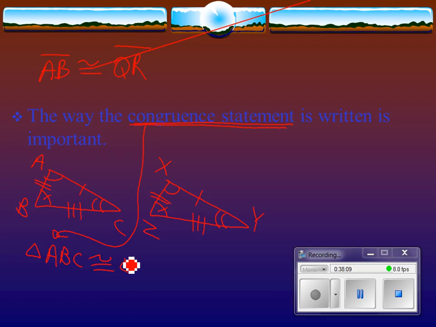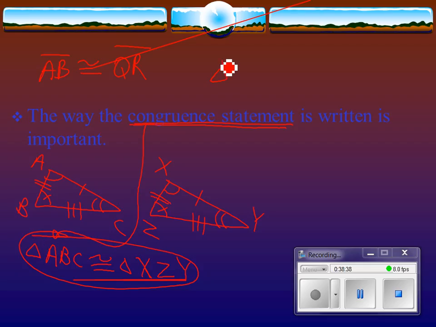Now what does matter is how you name the second triangle. This is sort of common sense. You've got to keep it in the same order. All right? What does A match up to in this other triangle? What does B match up to? And then what does C match up to? So you have to name it that way.